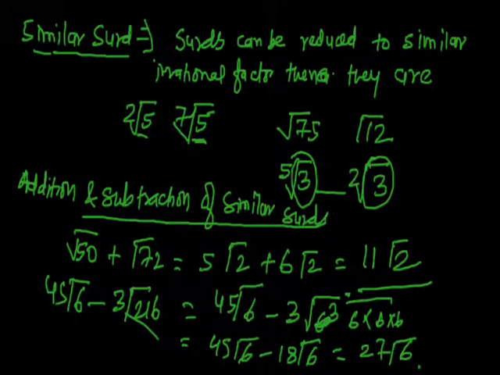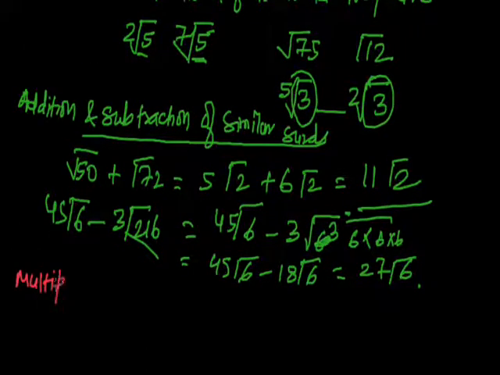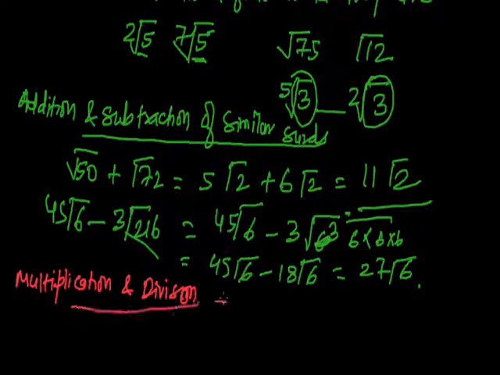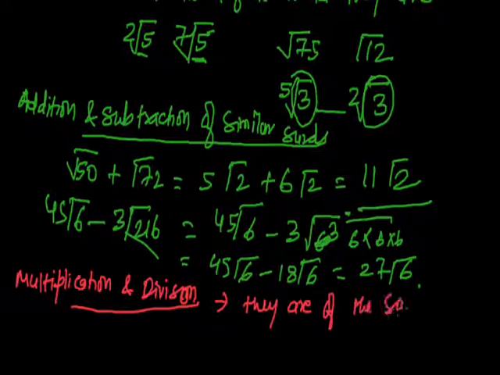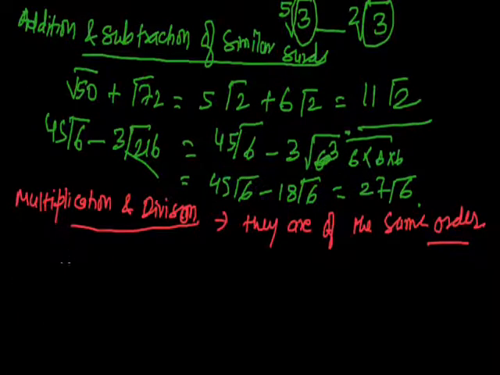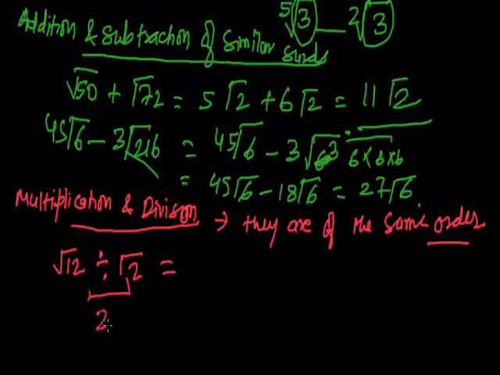Let me show you how we can do the multiplication and division of surds. Multiplication and division of root surds is only possible when they are of the same order. Then only multiplication and division is possible. So if you have one surd and you divide it by another surd, you can do it because they both are of the same order. Their order is 2. So you can do the division. But if they do not have the same order, then what do you do?